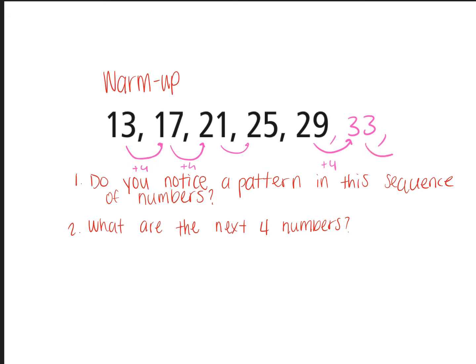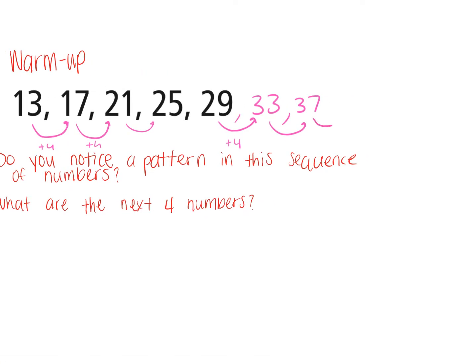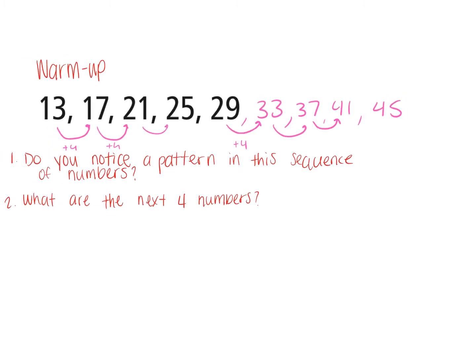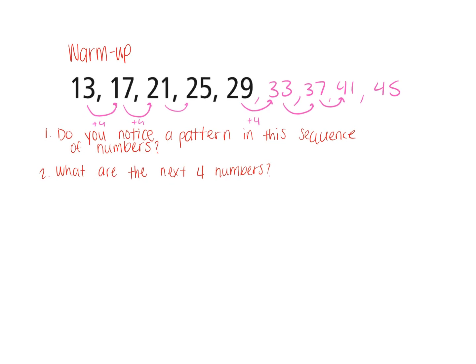What about the next number? 37. And then if we add another 4, 41. And then the next number? 45. Awesome. So this is what 4.6 is all about. Sequences. Adding one number to get to the next.